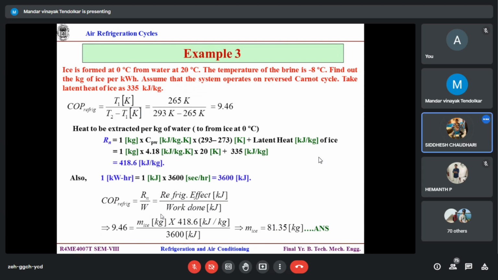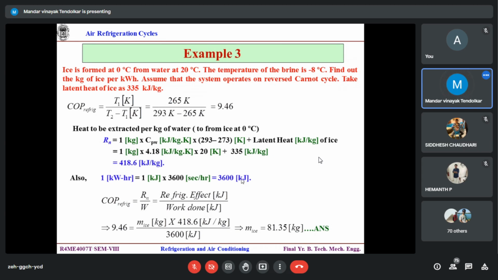Yes, sir. Okay. So we just realized the same thing. Refrigeration effect: how much refrigeration effect? It is the mass of the ice times the heat removed to generate that ice. Water to ice, that is my refrigeration effect. Water at 20 degrees Celsius to ice at 0 degrees Celsius, that is my refrigeration effect. So how much is it? This much. And what is the work done per kilowatt hour?